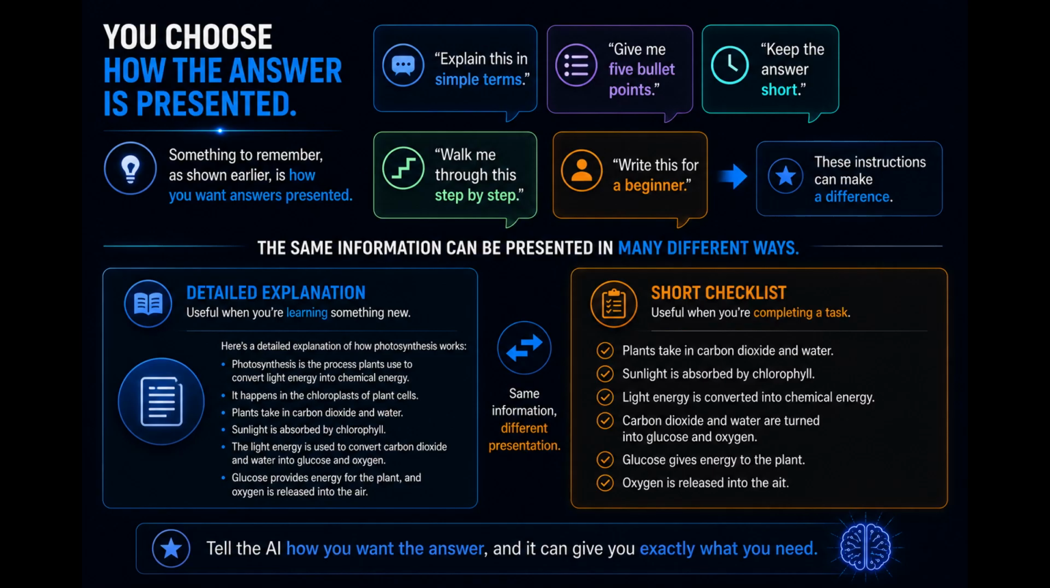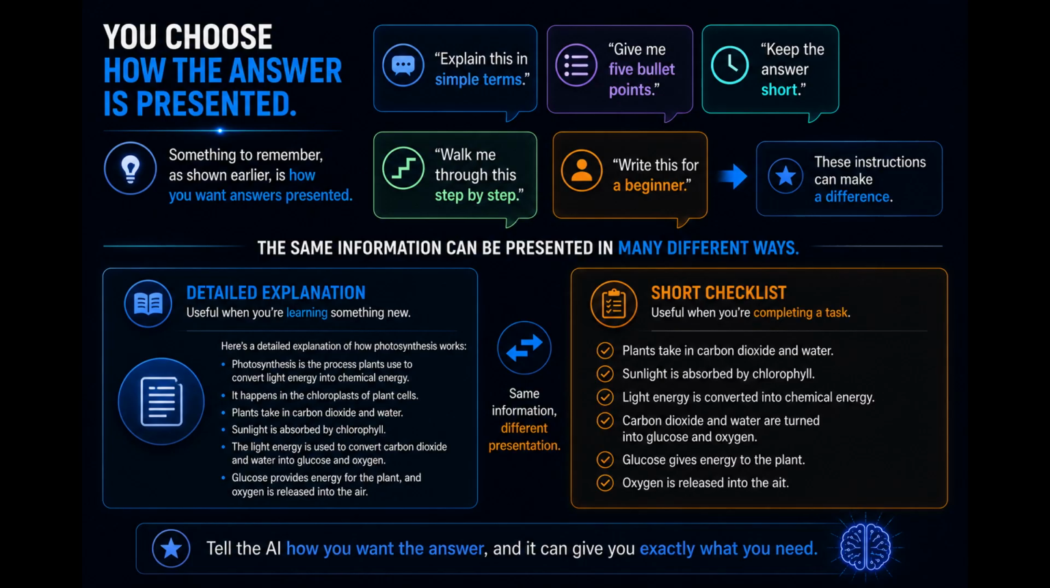Something to remember, as shown earlier, is how you want answers presented. You might say, "Explain this in simple terms. Give me 5 bullet points. Keep the answer short. Walk me through this step by step." Or, "Write this for a beginner." These instructions can make a difference because the same information can be presented in many different ways. A detailed explanation might be useful when you're learning something new, while a short checklist might be better when you're trying to complete a task.